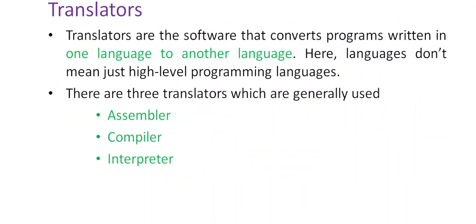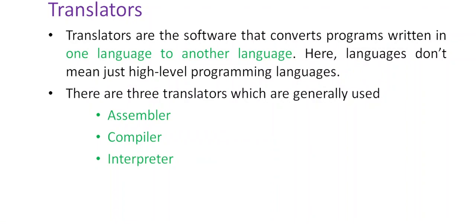Translators are actually system software. Translator, as the name indicates, converts from one form to another form. Here we are interested in translators of computer languages. A translator converts a program written in one language into another language. So there are 3 kinds of translators: assembler, compiler, and interpreter. An assembler is one which converts an assembly language program into a machine language program.